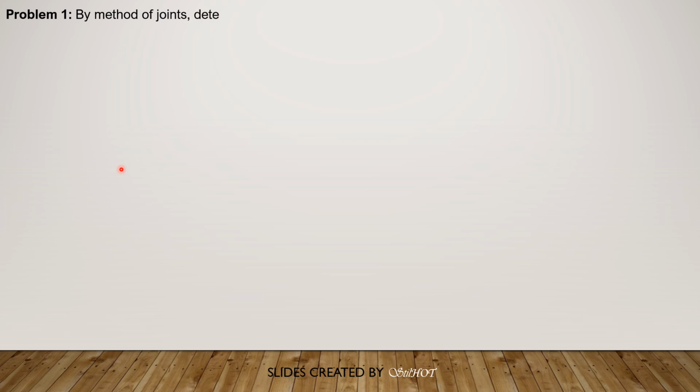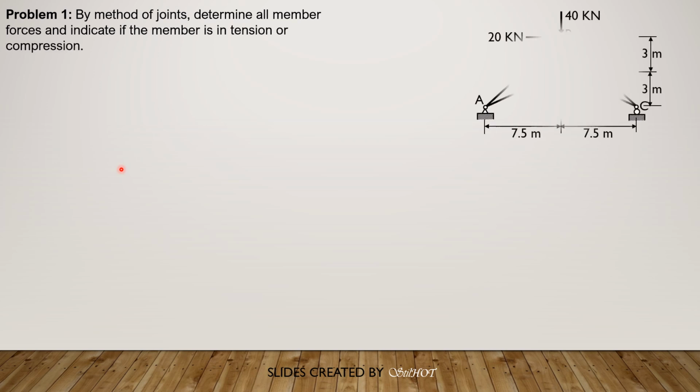Problem. This is about method of joints. Determine all member forces and indicate if the member is in tension or compression. We are given this simple truss, and first let's consider the entire system. If we sum up forces horizontal, the horizontal reaction at A is 20 kilonewtons leftward. Let's denote the vertical component of reaction at A as AY and at C as R sub C, both upward.